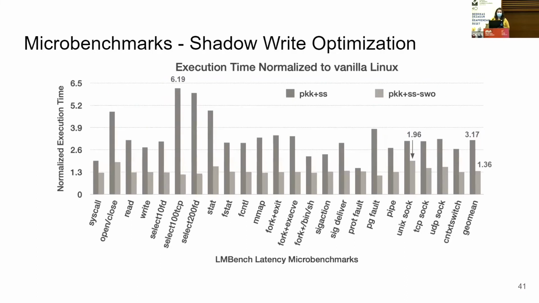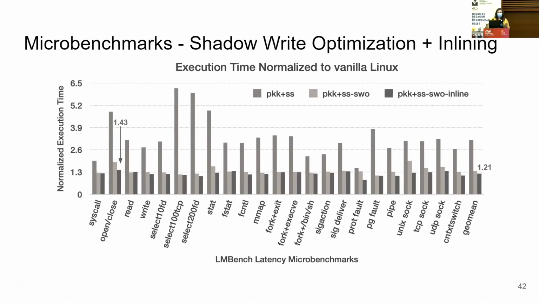Now, in this figure, we examine the performance impact of our shadow write optimization. And we see that from roughly 520% overhead, maximum for the select 100 TCP micro benchmark, we drop to a 96% maximum. And from a geomean of 220%, we drop to 36%. So we see that really this simple comparison that avoids the redundant WRPKRUs has a dramatic effect on performance.